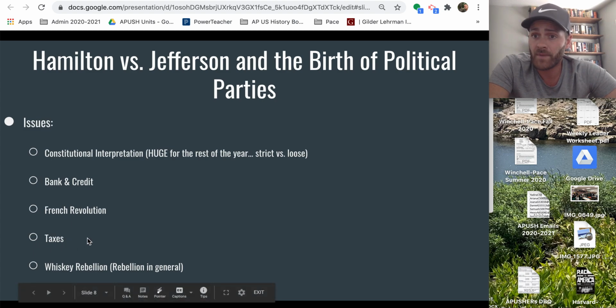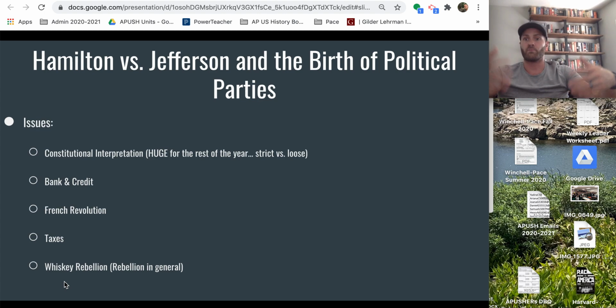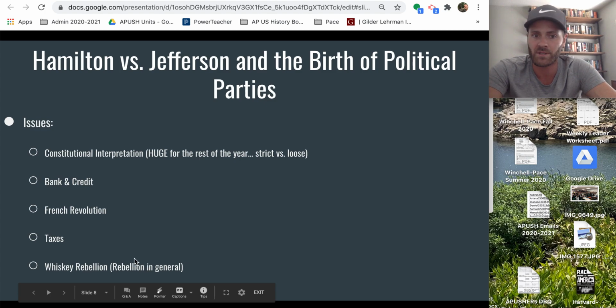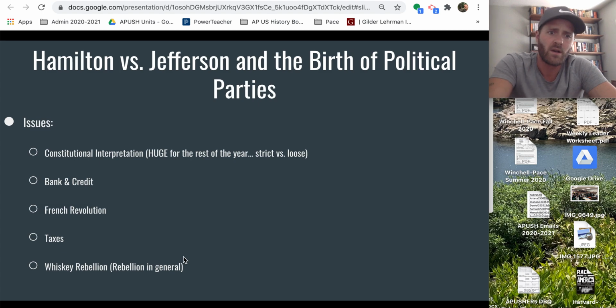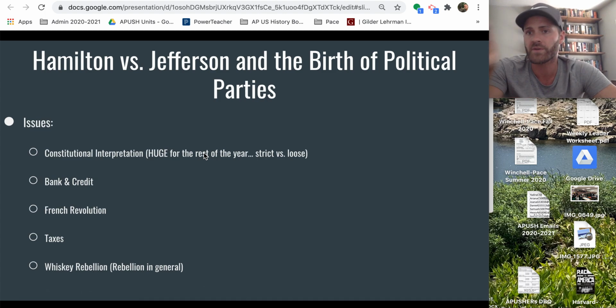Fourth is taxes. Who should be taxing the people, how much, and for what reasons? And the fifth ends up being one of the most divisive issues, the Whiskey Rebellion, specifically, but rebellion more broadly in general, right? Whereas if you think about even Jefferson's support for the French Revolution demonstrates his support for rebellion as an effective tool of political change. So those are the 5 issues. I'm going to go back to constitutional interpretation because it's going to be huge for the rest of the year. Very, very, very important. So there's 2 schools of thought here: a strict interpretation or a loose interpretation.